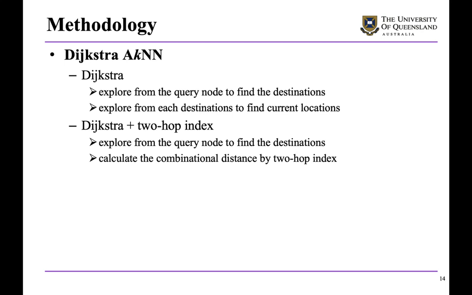We observe that the locations of the moving objects are changing over time, but the road network is static. So we can pre-process the road network, which means we can build a two-hop labeling index as the distance calculation black box. And then we only need to apply one Dijkstra search to explore the graph from the query location. Whenever we encounter the destination of an object, we can calculate the combinational distance with the help of the two-hop labeling index.